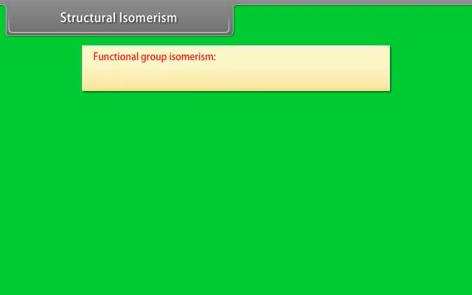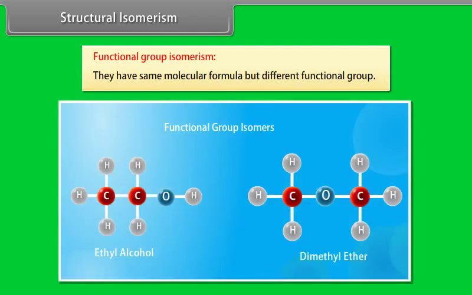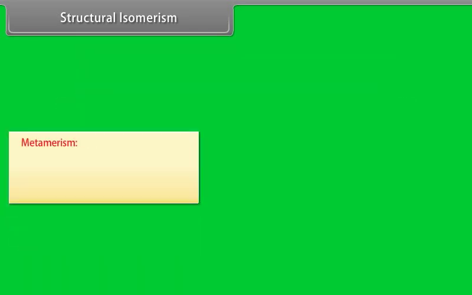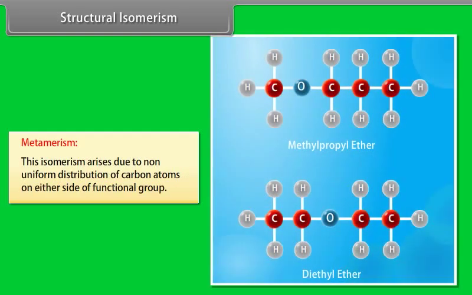Functional group isomerism. They have same molecular formula but different functional groups. Metamerism. This isomerism arises due to non-uniform distribution of carbon atoms on either side of functional group. For example, methyl propyl ether and diethyl ether.